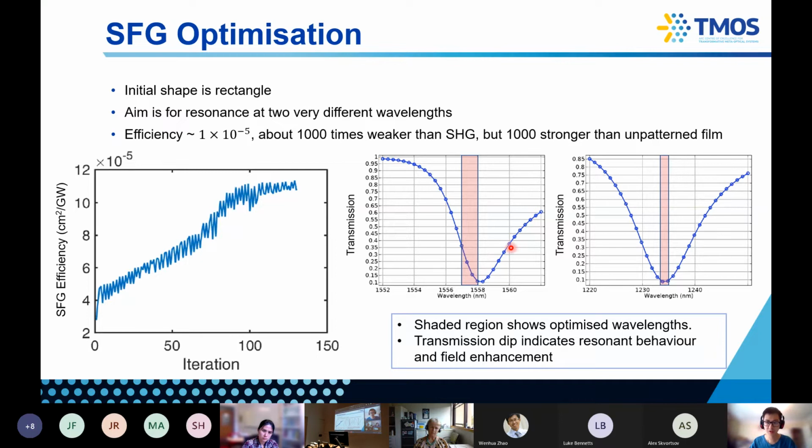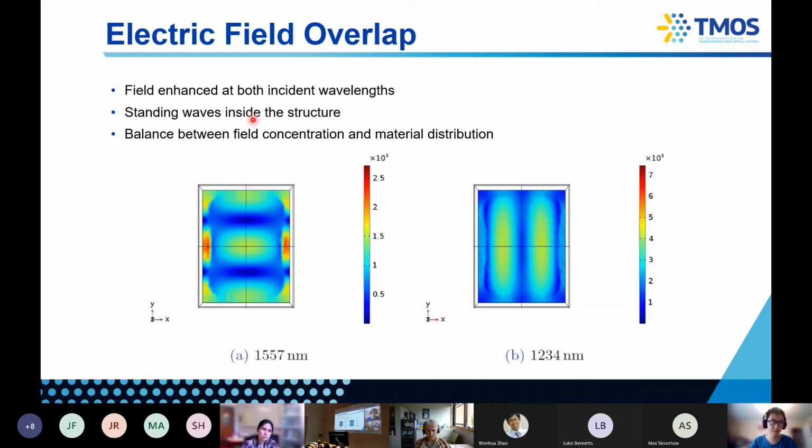And the shaded regions are where the algorithm has the input wavelengths that we want, which is around 1550 and 1230. And the transmission dips indicate the resonant behavior and field enhancement. So we can see that the field inside is enhanced at both incident wavelengths. And then there is this standing wave structure inside. And the balance is between field concentration and material distribution at the two very different wavelengths.